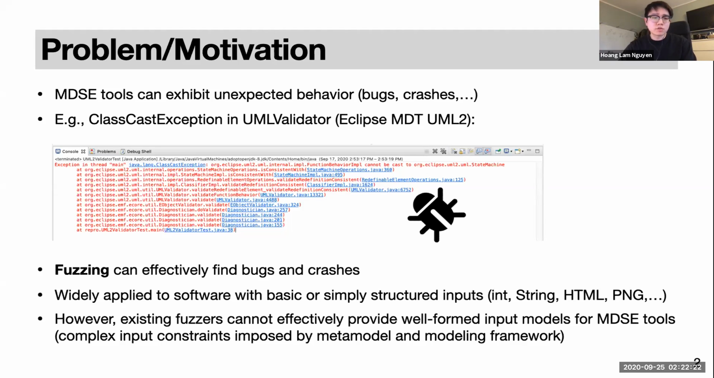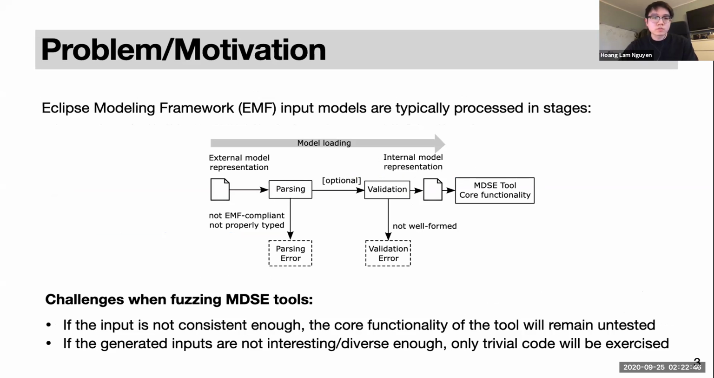The problem, however, is when we try to apply existing fuzzing approaches to MDSE software, their effectiveness is limited due to the difficulty to provide structured as well as well-typed input models that conform to the consistency constraints, not only imposed by the input metamodel, but also by the underlying modeling framework. To illustrate this problem, in the case of the Eclipse modeling framework, tools that process input models typically have an input processing pipeline as illustrated on this slide.